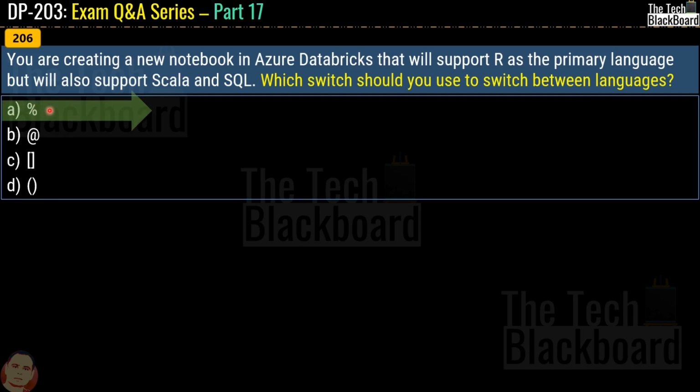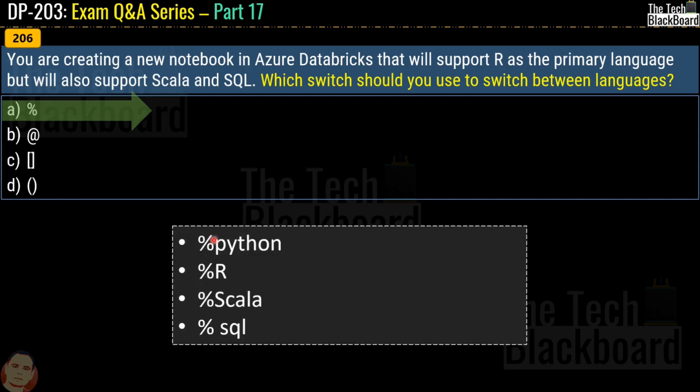So basically my friends, to change the language in a Databricks cell to either Scala, SQL, Python or R, you have to prefix the cell with the percentage symbol followed by the language. To give you a quick reference, here we have %python, %r, %scala and %sql. So this way, by the use of the percentage switch, you can change between the languages.